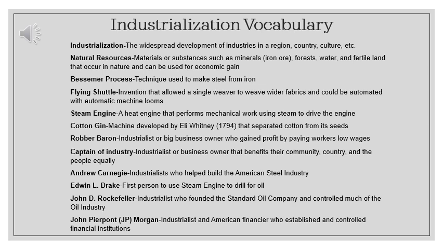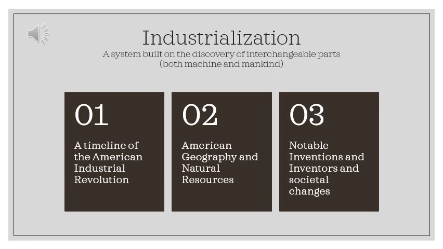The Unit 2, Lesson 1 Vocabulary. Industrialization was a system built on the discovery of interchangeable parts, both machine and mankind. Throughout this presentation, we'll focus on three factors: a timeline of the Industrial Revolution in America, the geography and natural resources of America, and the notable inventions and inventors and the societal changes that those inventions brought about.